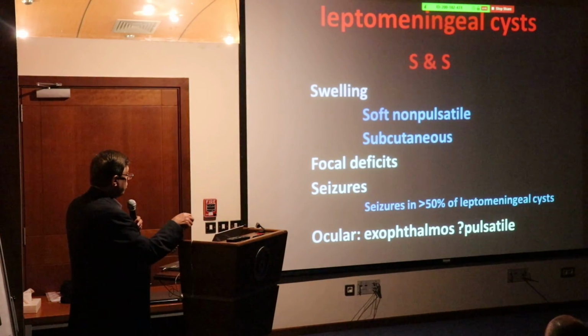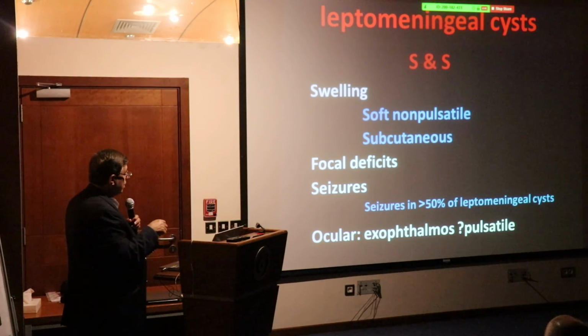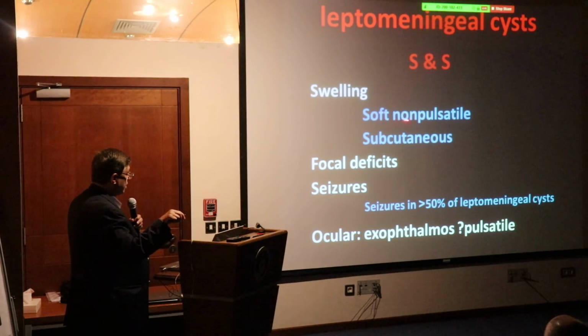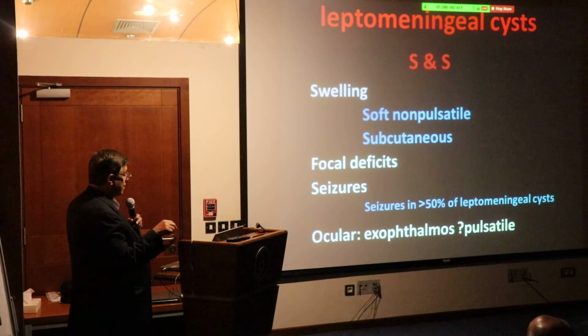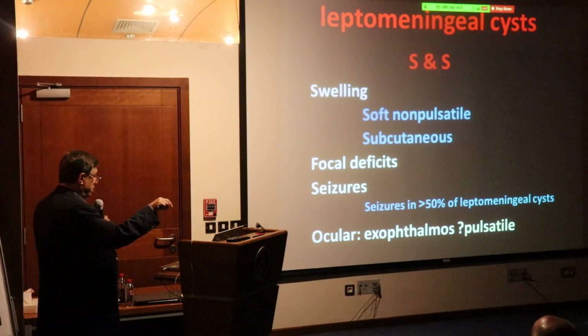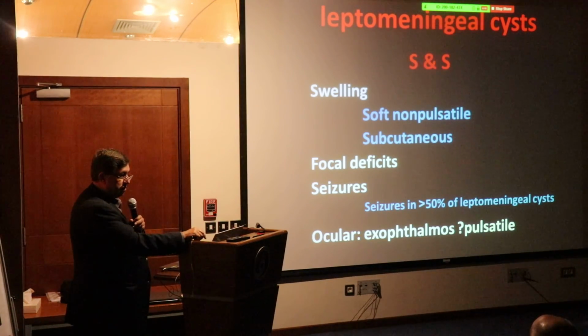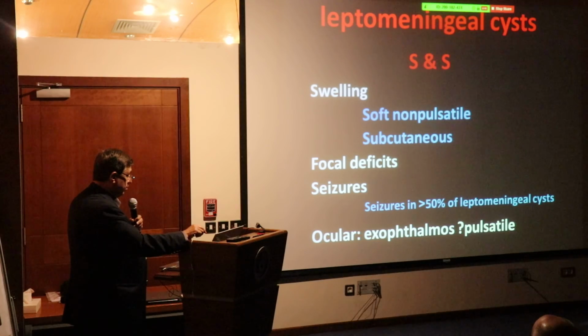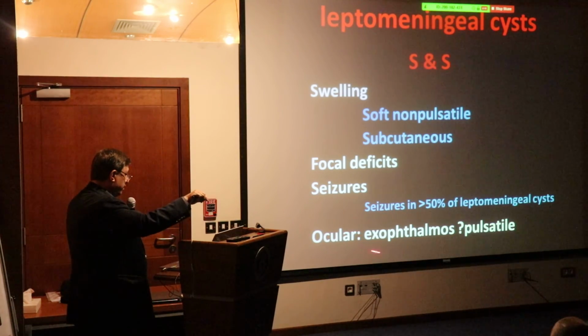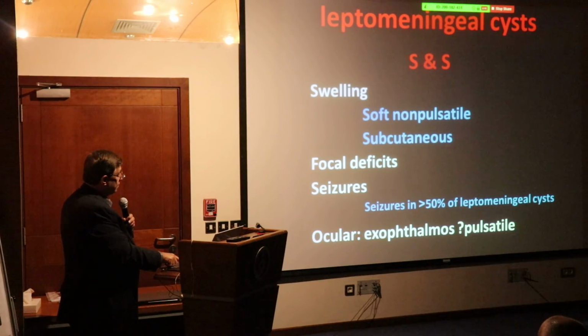And when you examine them, you'll find the swelling in their scalp. This swelling is soft, non-pulsatile, it is in subcutaneous tissue. Sometimes they have focal deficits. And this is the most important, seizures. Seizures happen in 50% of leptomeningeal cysts because of the underlying brain injury. And if it goes into the orbit, we will have some ocular manifestations.